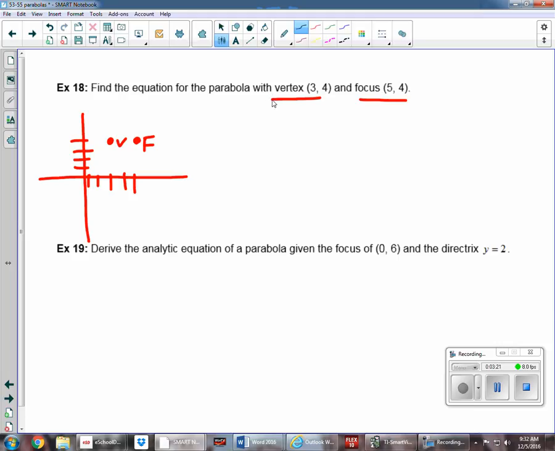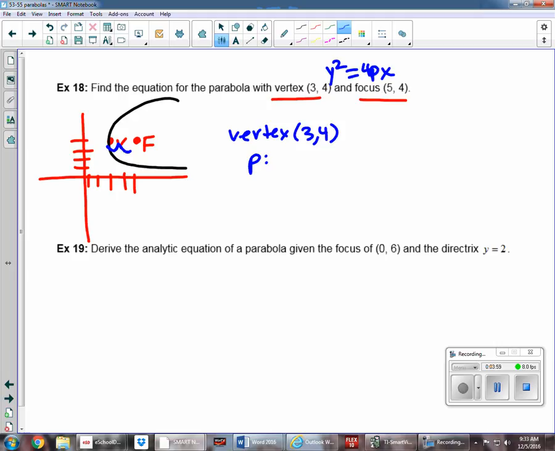A fact you should know is that the vertex of a parabola always hugs the focus when we draw the parabola through it. So now I know that this would be a y squared equation because y squared parabolas open left or right. Again, the parabola hugs the focus. Now, if my vertex is 3, 4, I need my p-value, and then I'll be able to write the equation. P is the distance from the vertex to the focus. 1, 2. So the value of p is 2.